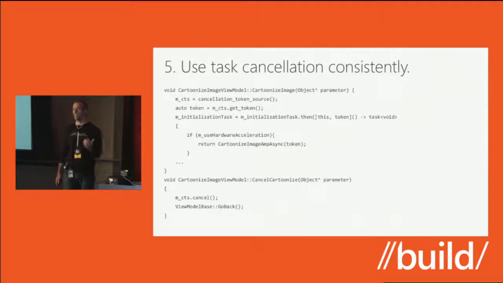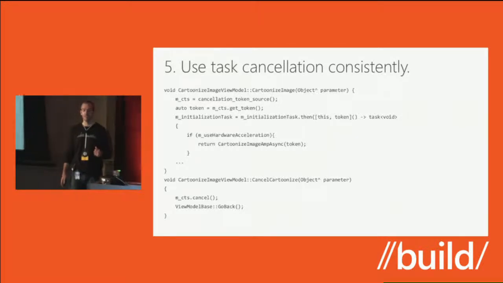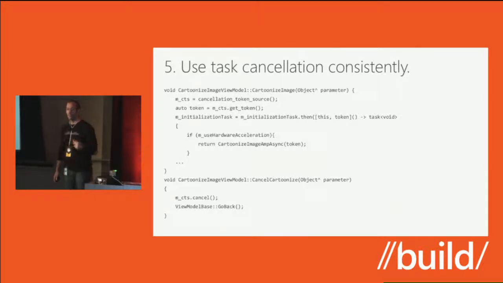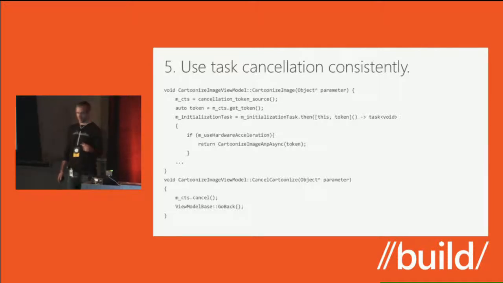You need to just have that operation cancel in the middle of it. So you want to be consistent about this. You want to create these cancellation tokens using the PPL and actually get that token and pass them along as you create tasks and pass them along to there.